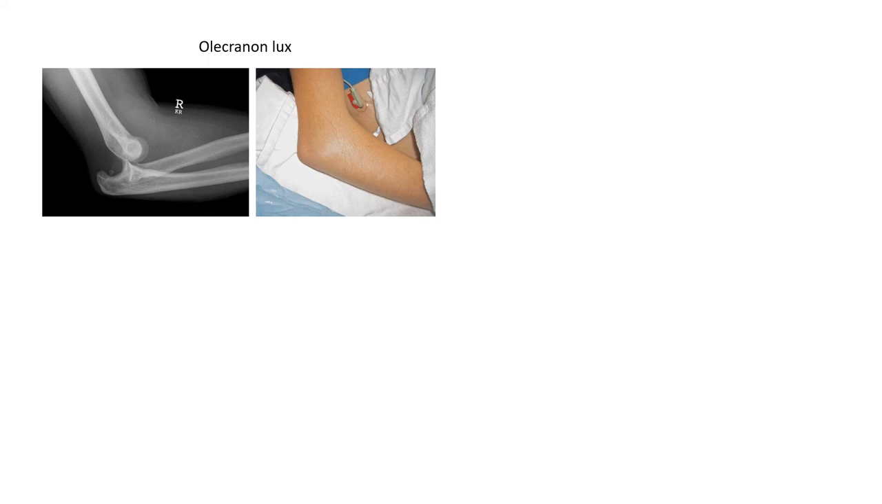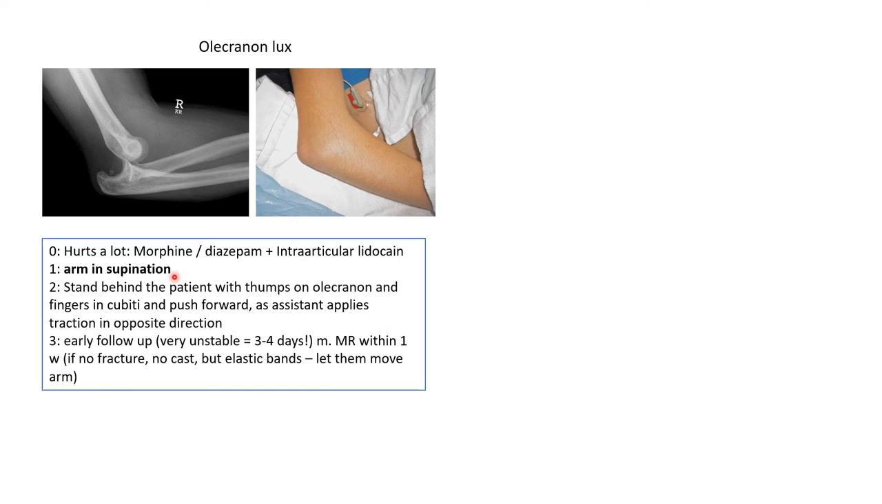But you also need to give some intravenous drugs, morphine, diazepam, something like that, to make them relax. There are different techniques here. Most important is you have to have the arm in supination. It's really important. The technique we were taught is to stand behind the patient and have someone pull traction on their arm, and then you gently push with your thumbs here. And you need to do early follow-up with them when they reduce.